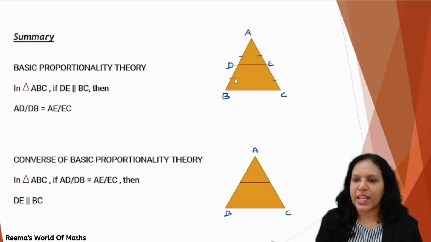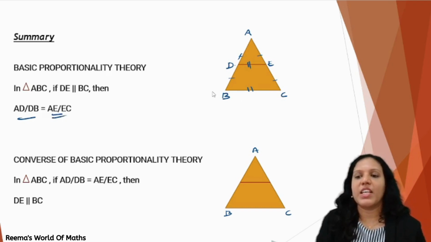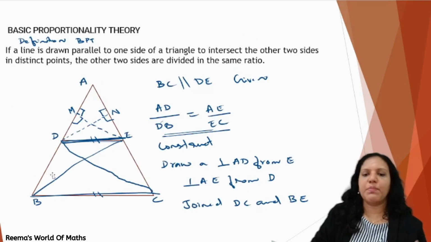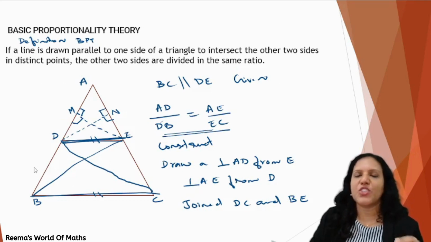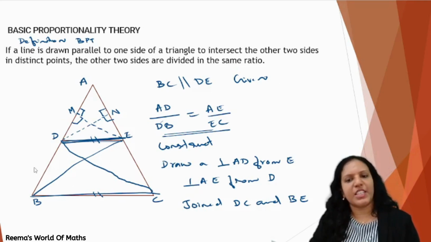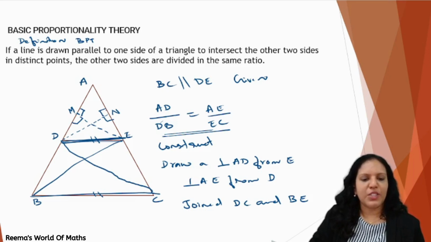In triangle ABC, if DE is parallel to BC, then AD by DB will be in proportion to AE by EC. We can just see the definition which we have learned. As per the basic proportionality theorem, if a line is drawn parallel to one side of a triangle to intersect the other two sides in distinct points, the other two sides are divided in the same ratio. Correct? So the other two sides are divided in the same ratio.